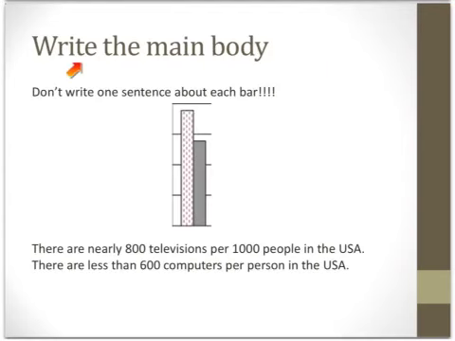Now we write the main body, and we don't write one sentence about each bar. If I say there are nearly 800 televisions per 1,000 people in the USA, there are less than 600 computers per person in the USA, that will be boring, and I will not be identifying the main differences. Do not do this.